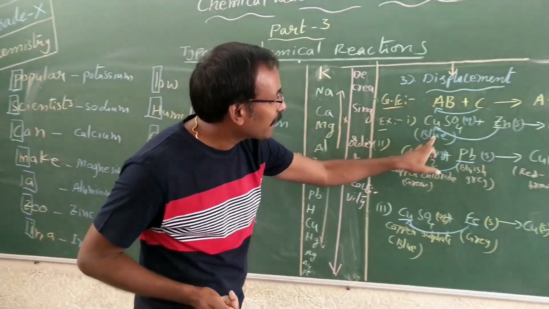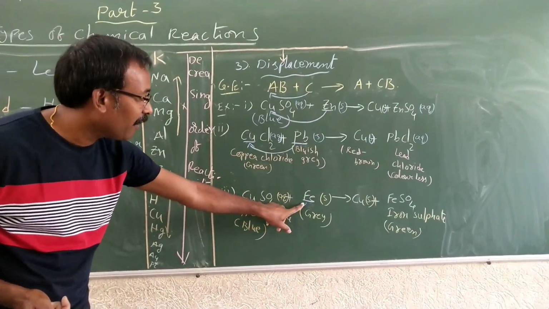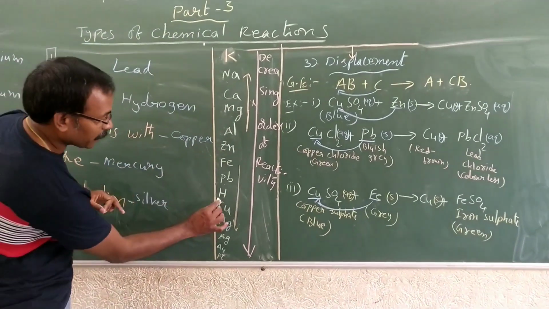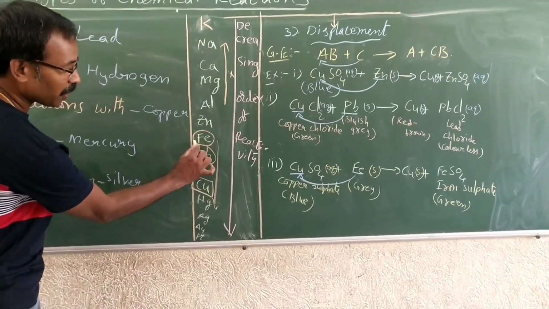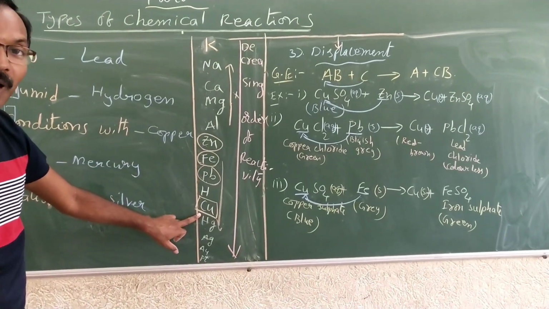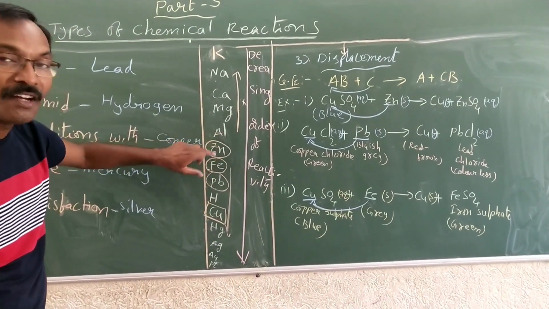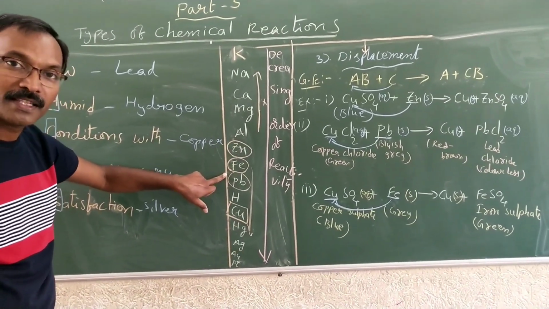So now with these examples, if you observe copper and the zinc, copper and the lead, copper and the iron. See, copper is here, okay, lead is above the copper, iron is above the copper and zinc is above the copper. These three can displace the copper, but this copper cannot displace any one of them because copper is down in that series than those up in that series.